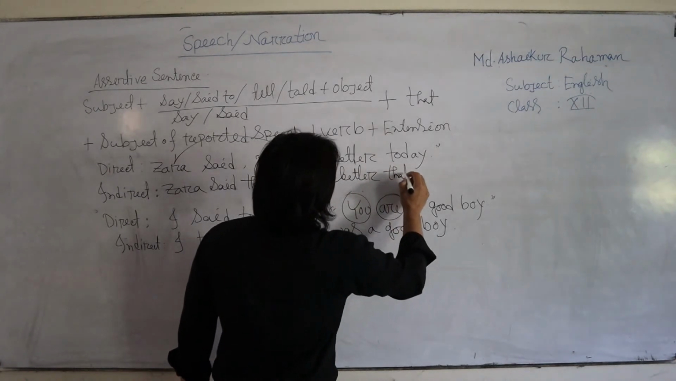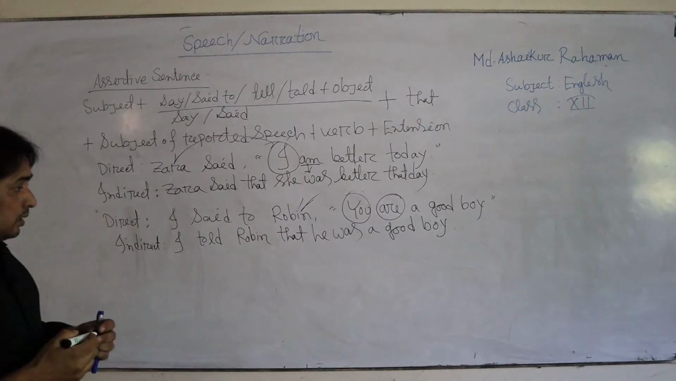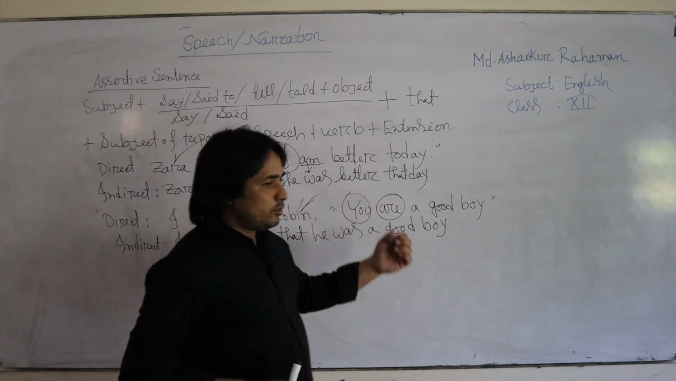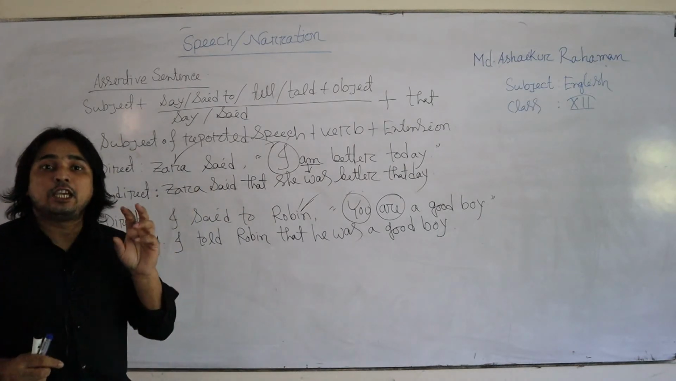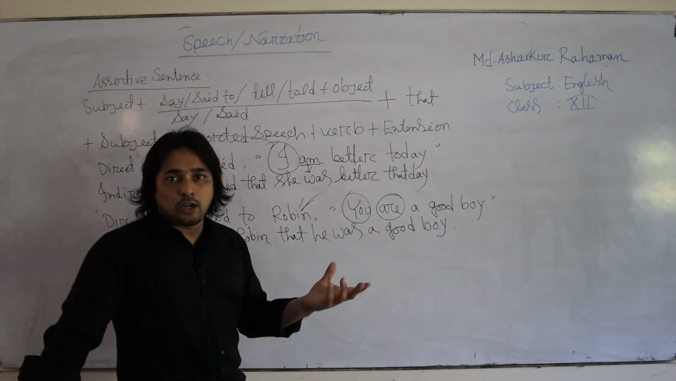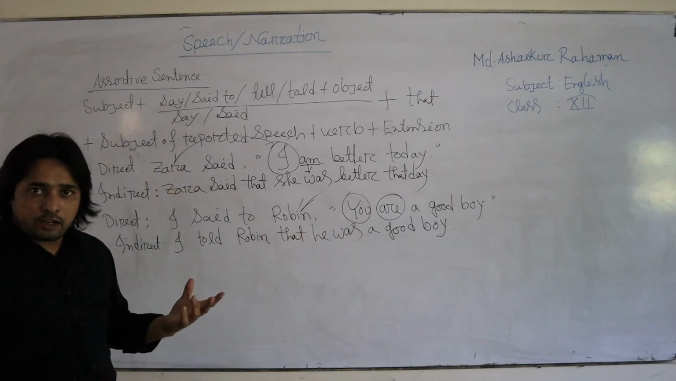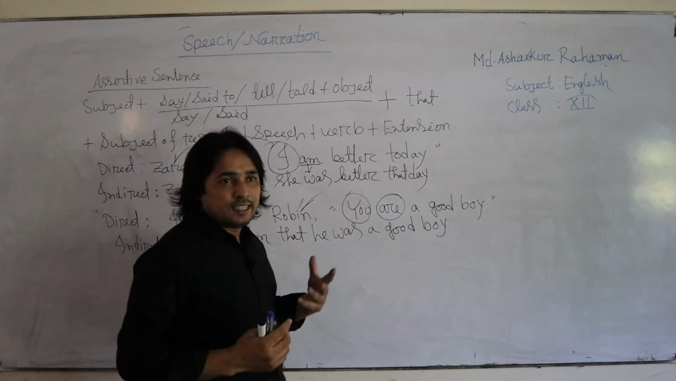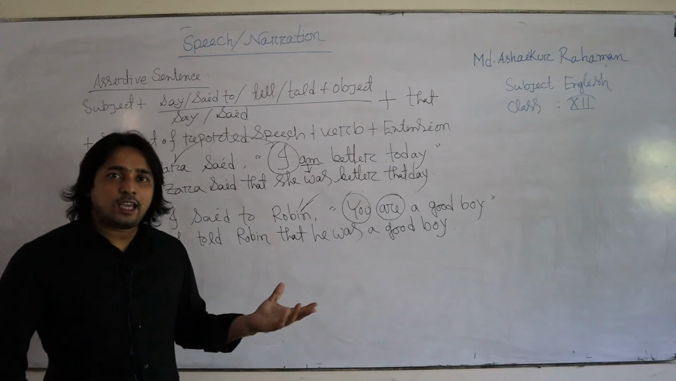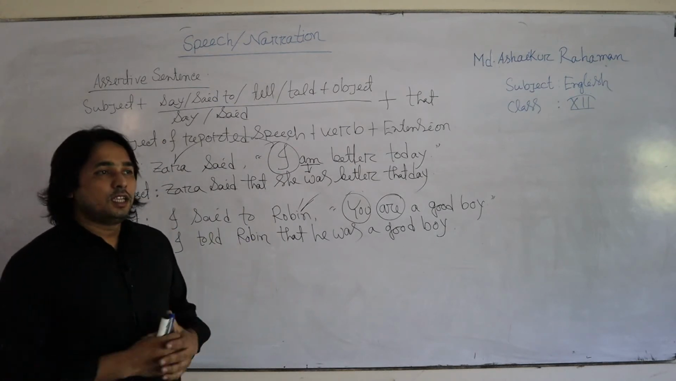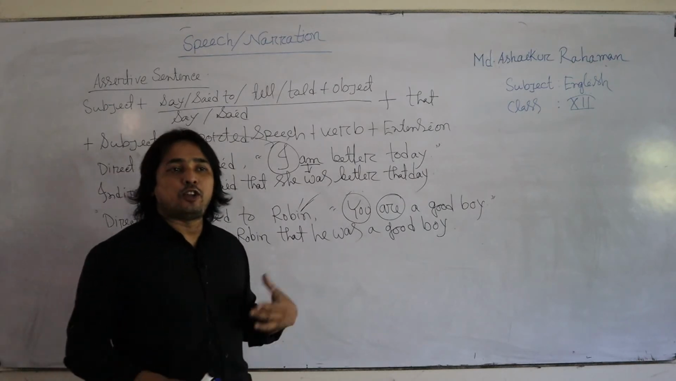Better today becomes better that day. Today will be turned into that day. Especially if we find come, usually, not always, usually we turn come into go. Here, instead of here, we write there. Today means that day in indirect; yesterday becomes the previous day or the day before. If we find tomorrow, we have to write the next day or the following day.